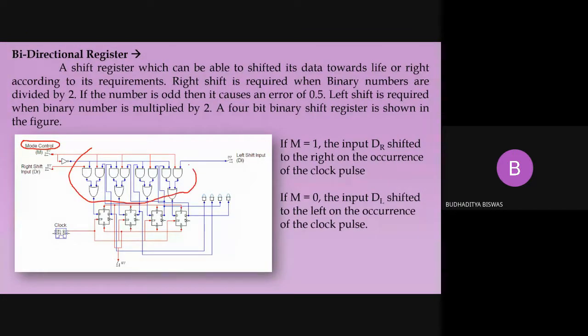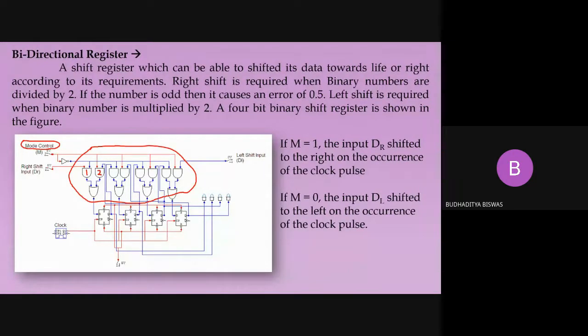Here you see, in every section there are 2 AND gates. This is the first AND gate, this is the second AND gate. All the AND gates are summed together using this OR gate and they are connected to D. Every section looks like this one. And the mode control is directly connected to one of the gates and it is inverted and connected to one of the inputs of the other gate.